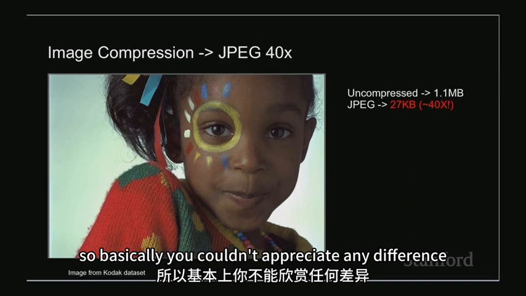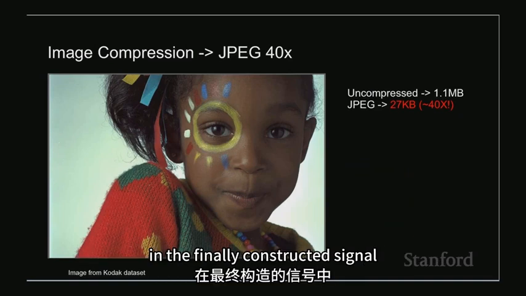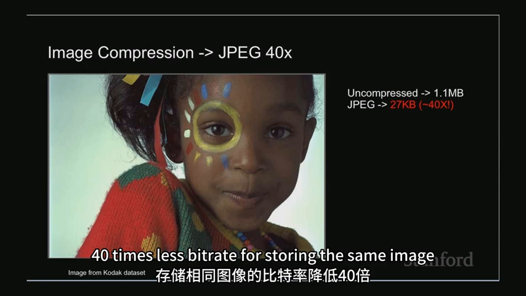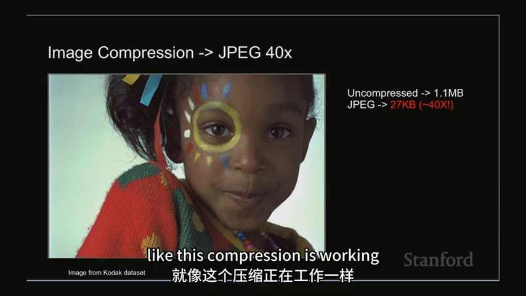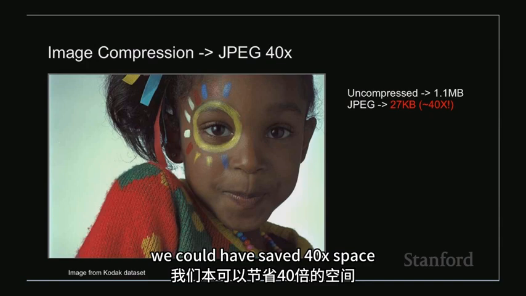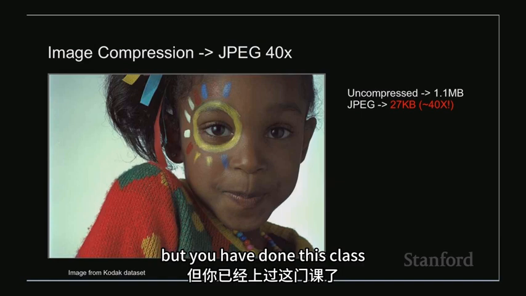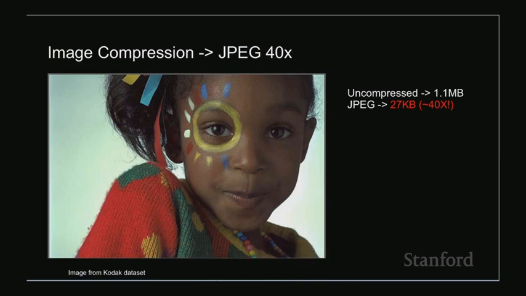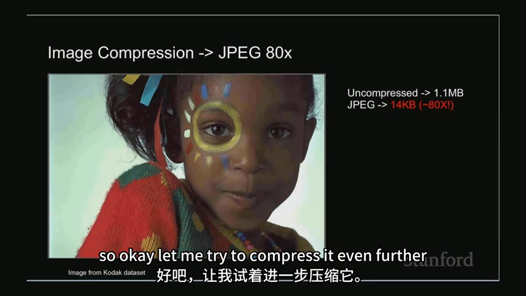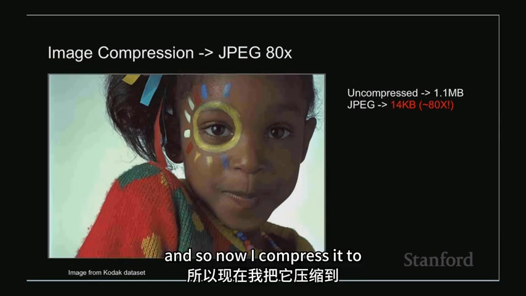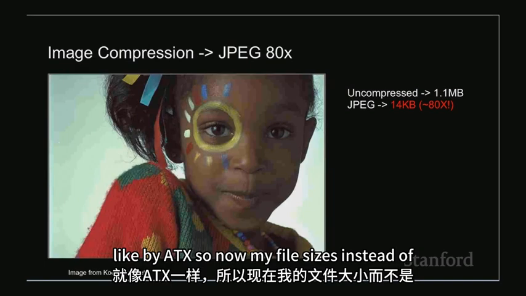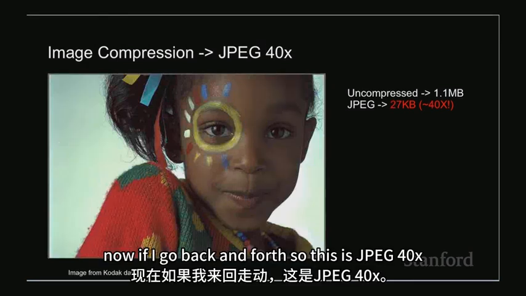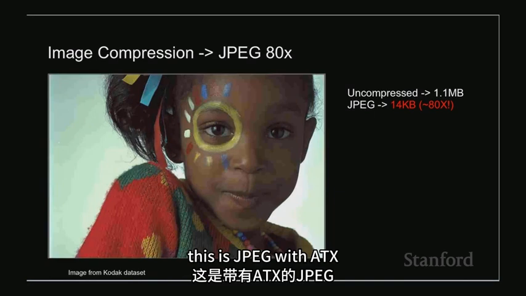So basically you couldn't appreciate any difference in the final reconstructed image, but you needed 40 times less bitrate for storing the same image. So okay, we are doing something good, this compression is working, we could have saved 40x space. But you have done this class, so you know it's actually a rate distortion trade-off. Nobody is really stopping me from compressing it even further. So let me try to compress it even further. So now I compress it by 80x. So now my file size is, instead of 28 kilobytes, just 14 kilobytes. Now if I go back and forth, this is JPEG 40x, this is JPEG with 80x.